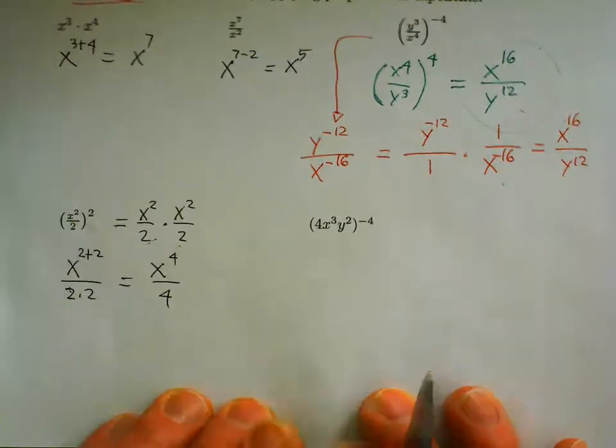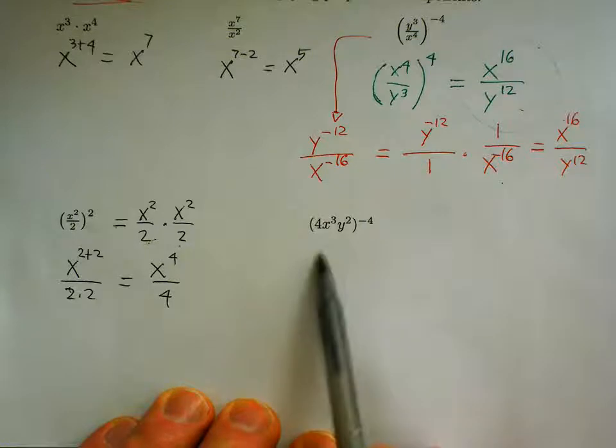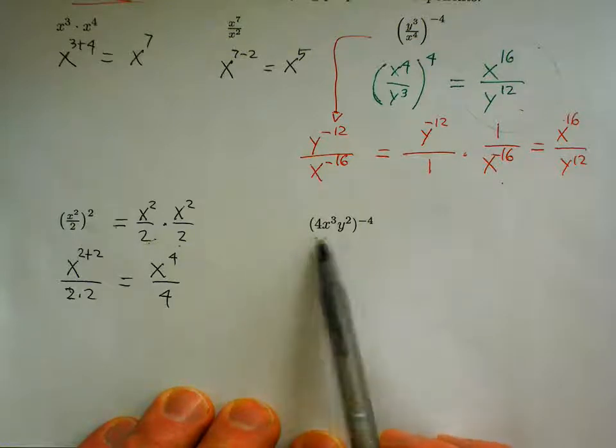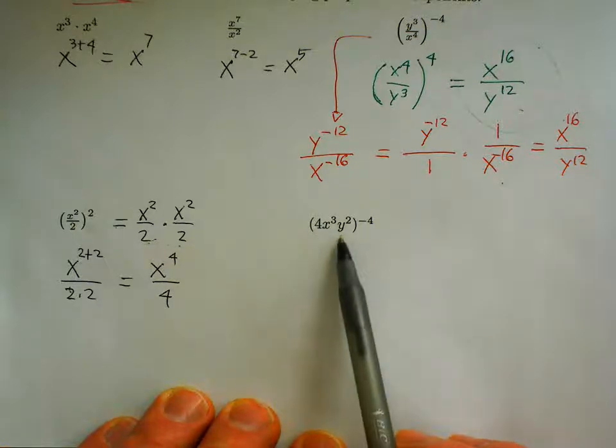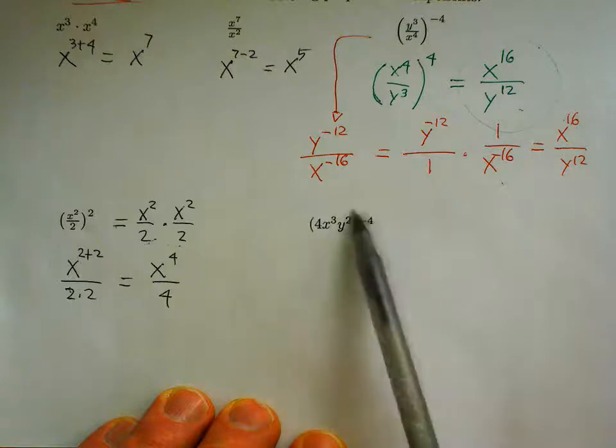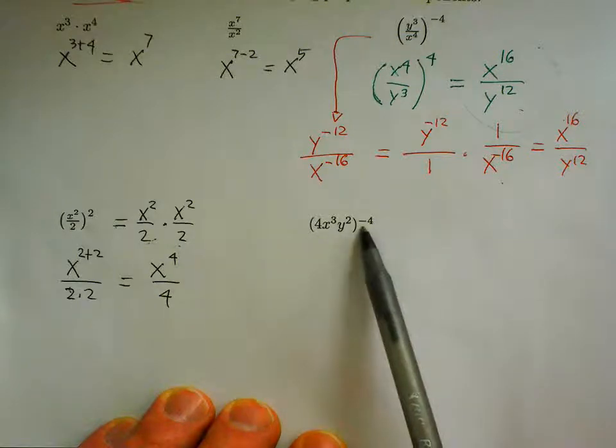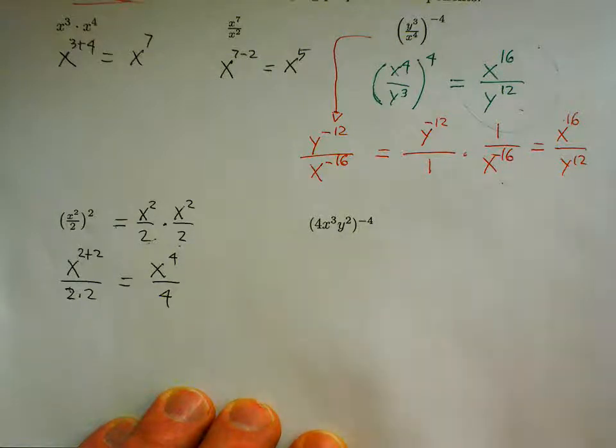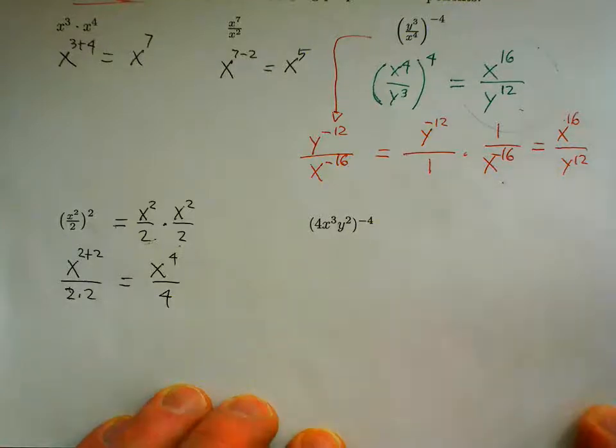Okay, the next example, in parentheses, we have 4 times x to the 3rd times y to the 2nd, and that entire term is raised to the exponent -4. Okay, so in the end, we want only positive exponents.